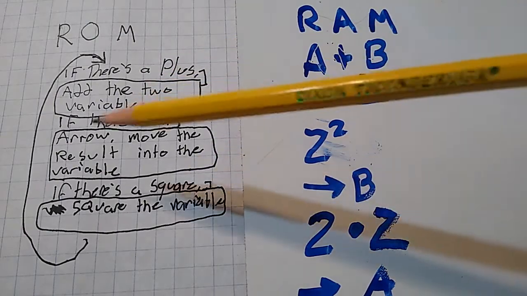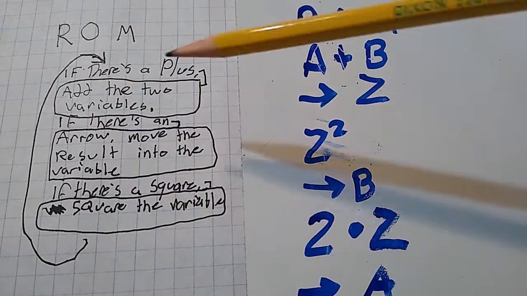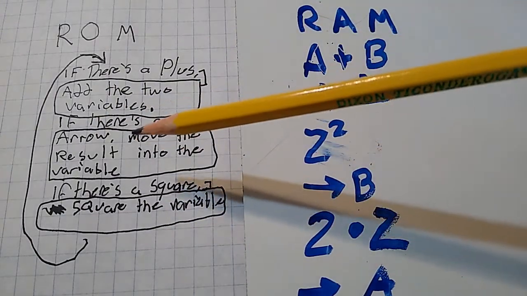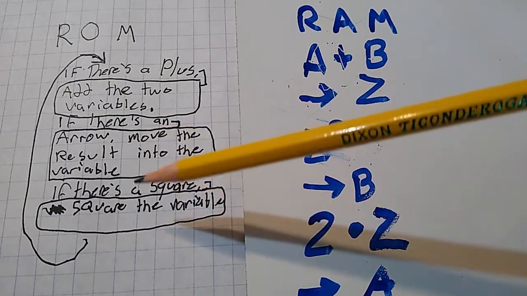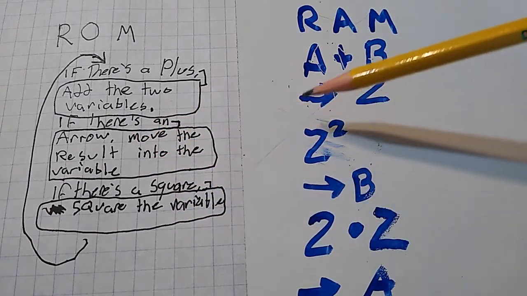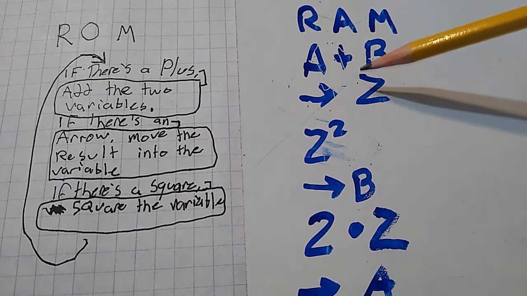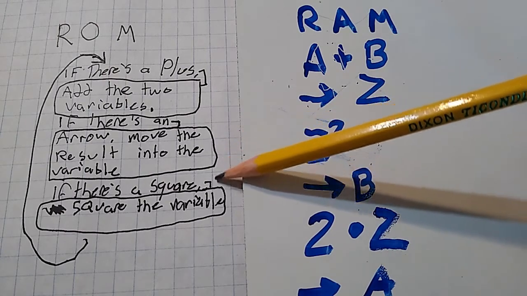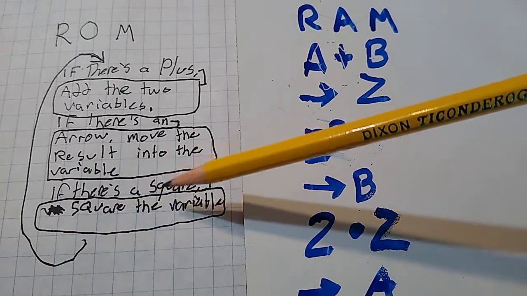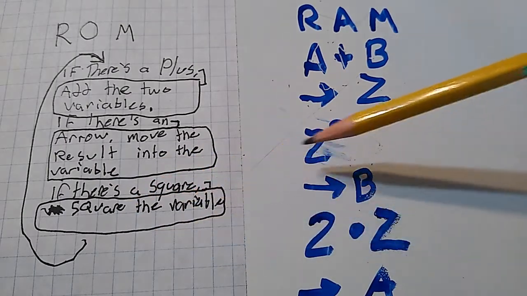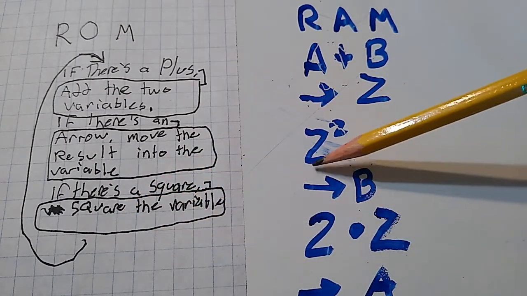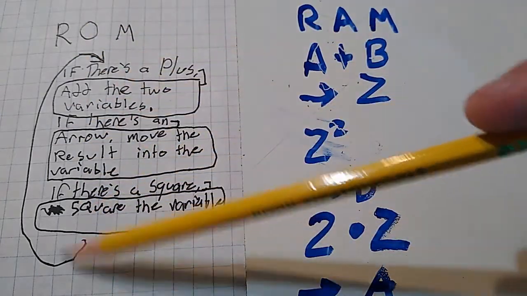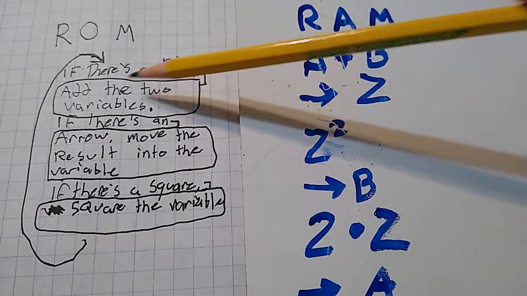Then we go down. Is there an arrow? Yes, there's an arrow. Okay, then move the result into the variable. So we want to move the result of a plus b into z. Now we go back into the instructions and look down. Then if there's a square, square the variable. Is there a square? Yes. And then we continue doing that, and eventually we get to the bottom, come back up, and try again.